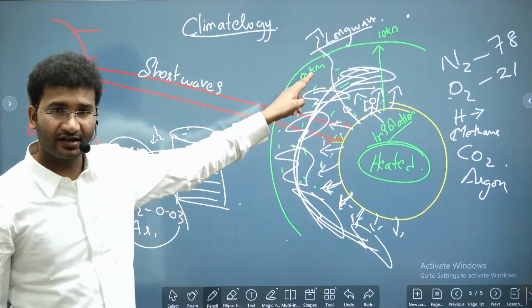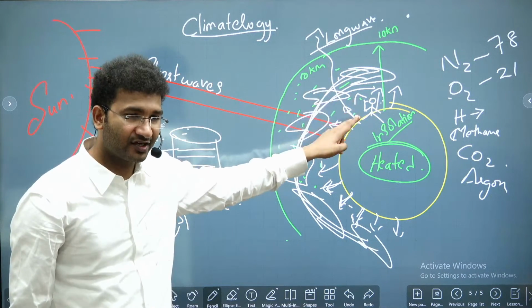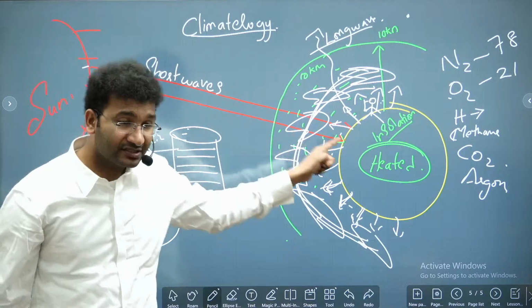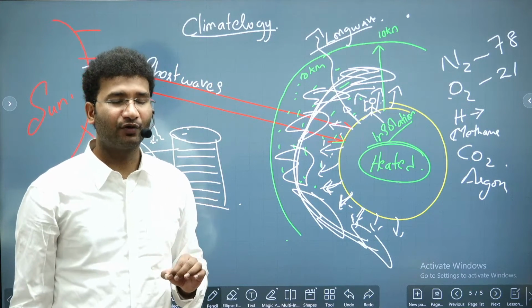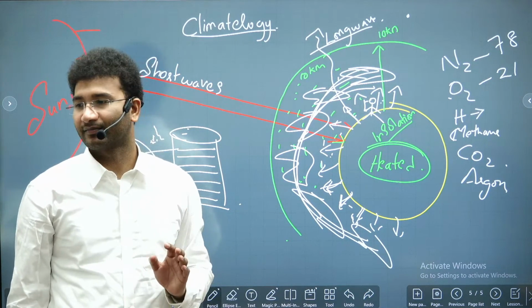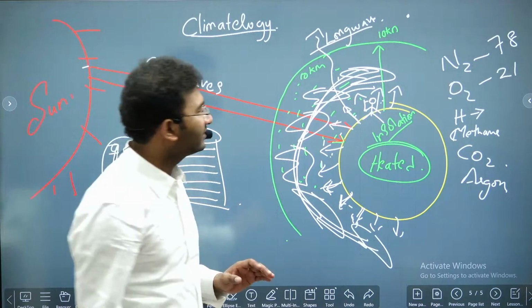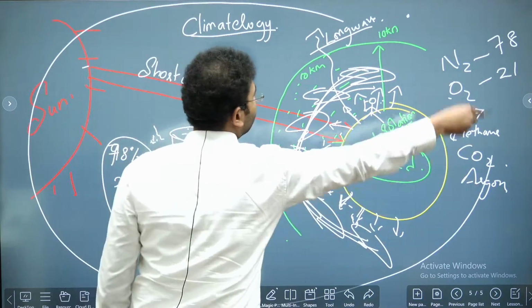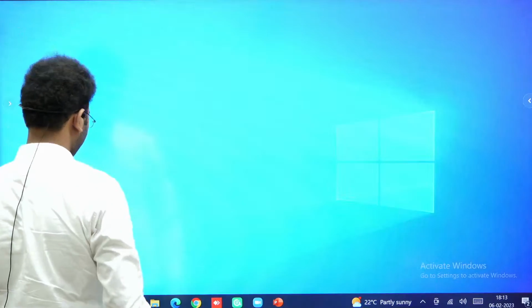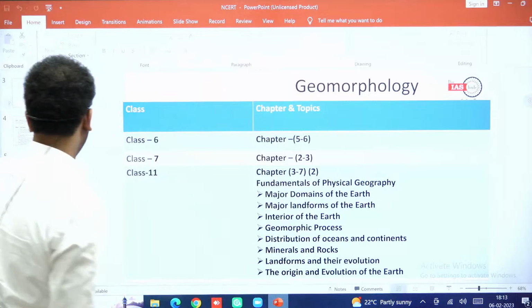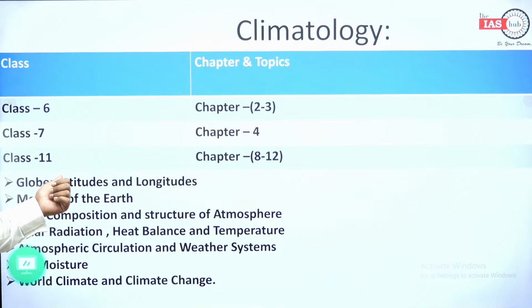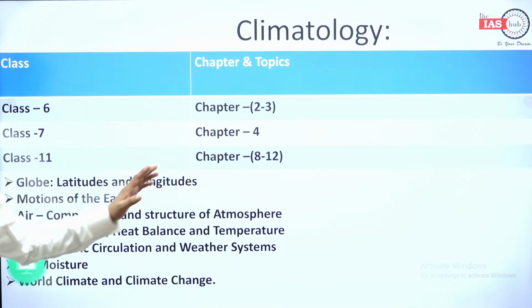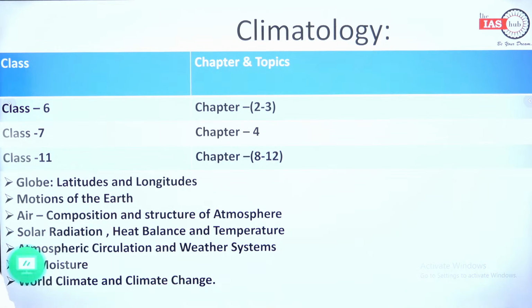This heat that is going out is called outgoing terrestrial radiation. The rays coming from the sun are called incoming solar radiation, which in short form is known as insolation. So where do you get all these concepts? Go to chapter 8 of class 11, or chapter 12, and you will find the entire detail there, right?